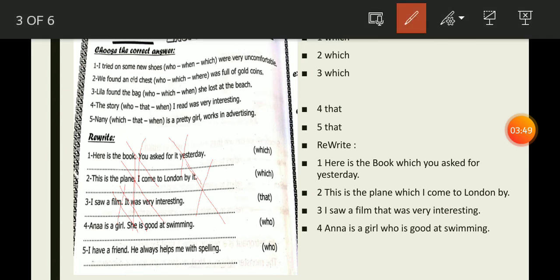Number 4. Anna is a girl. She is good at swimming. We will use who. If you wanted to use who in the sentence, the same steps. Cancel full stop, cancel she. And we will say, Anna is the girl who is good at swimming.